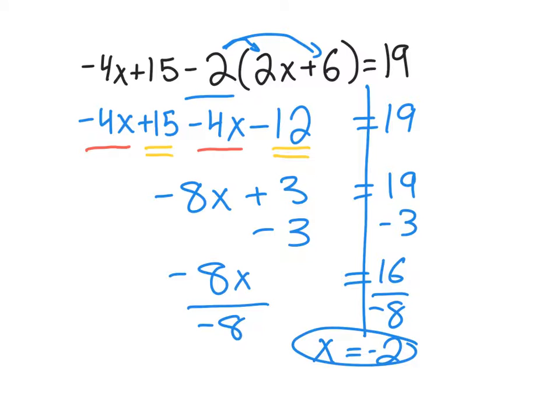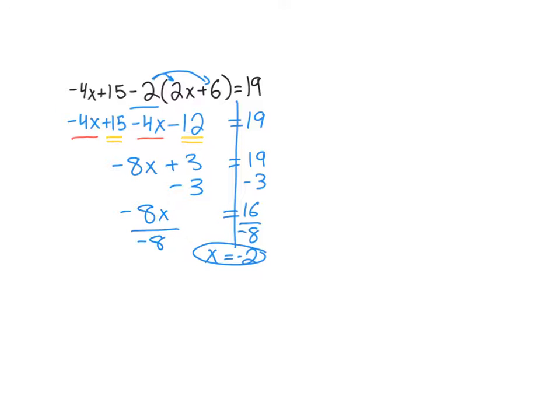And that's our answer. If we were to take our original equation and we were to put this -2 instead of x, we should get a true statement. So I could check it, where I'd have -4 times -2, which was x, plus 15 minus 2 times -2, 2 times -2 plus 6 equals 19.